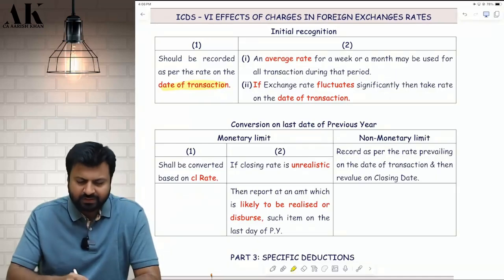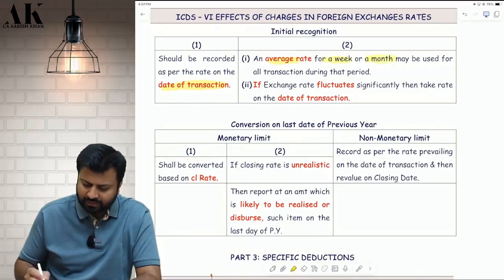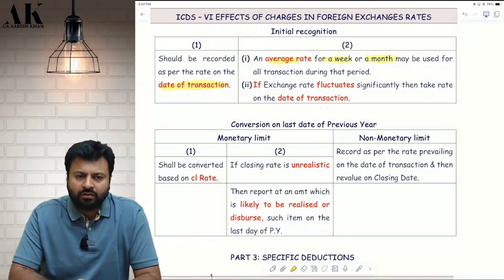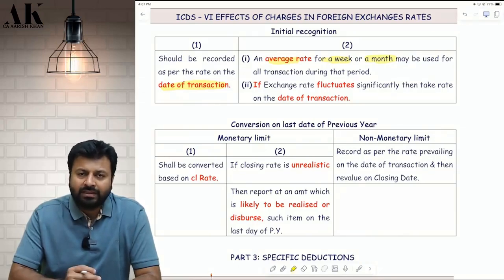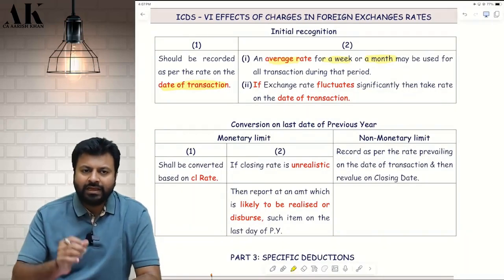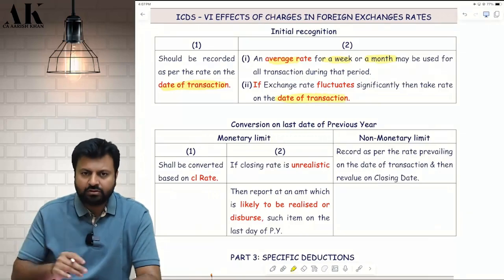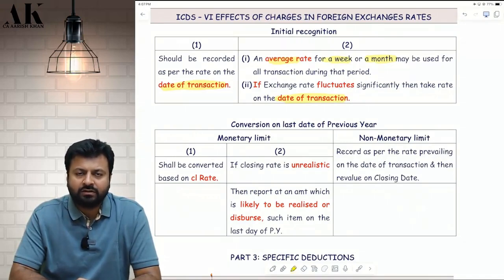Now, there is one more option which they are giving us. Pay attention, please. You can take an average rate for a week, or an average rate for a month, and record with it. You can take one single average for a month, and use it for the entire month, or use the weekly rate for the entire week to record all your transactions. But there is a condition: if there is a significant fluctuation in the exchange rate, then don't take the average; take the rate on the date of transaction only. So if there is a significant fluctuation, you have to take the rate on the date of transaction itself.